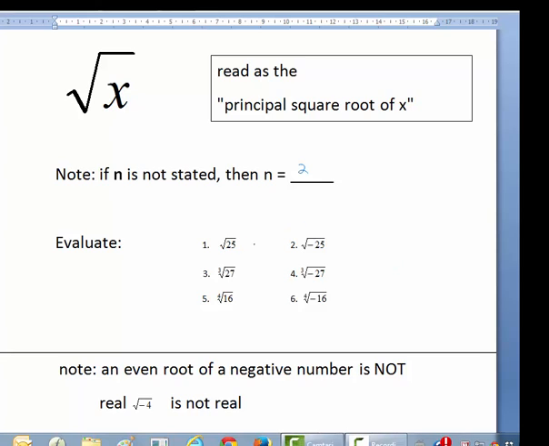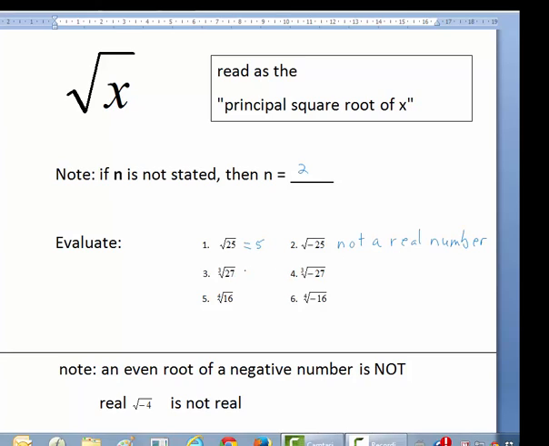The principal square root of 25 is equal to 5, and 5 only, not negative 5. The square root of negative 25 is not a real number. We cannot have two identical factors that multiply to negative 25.